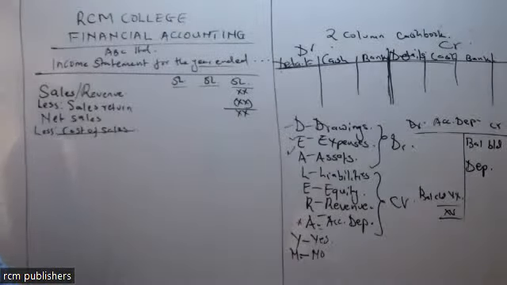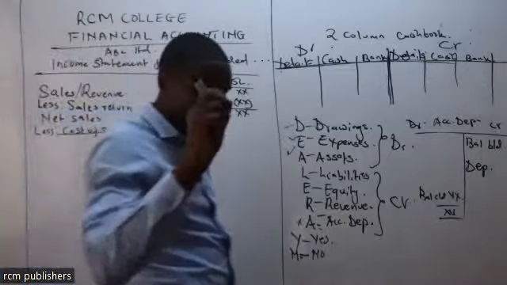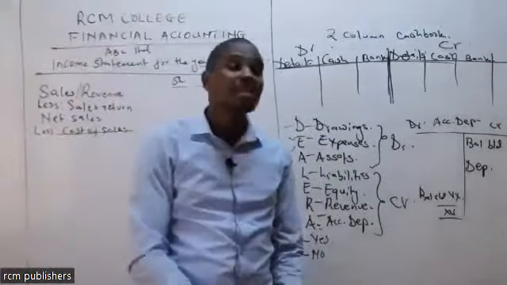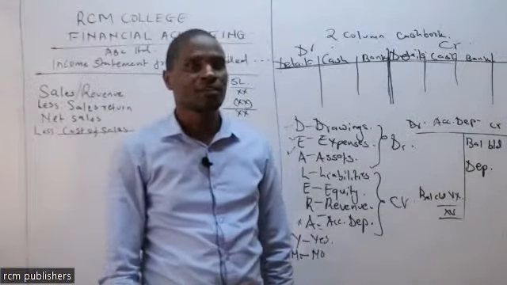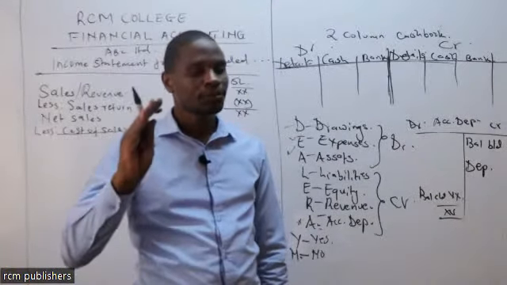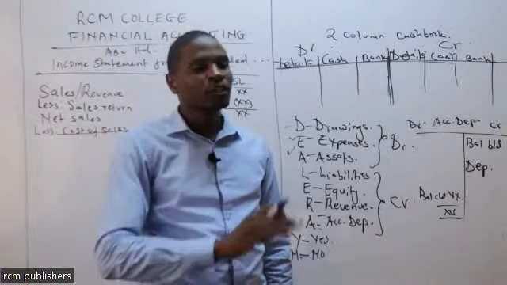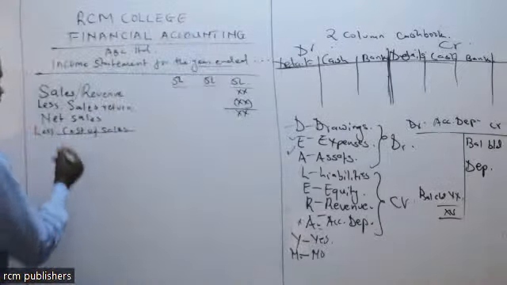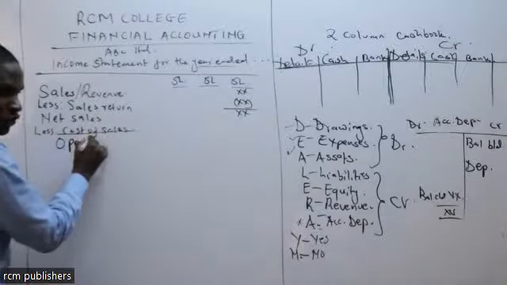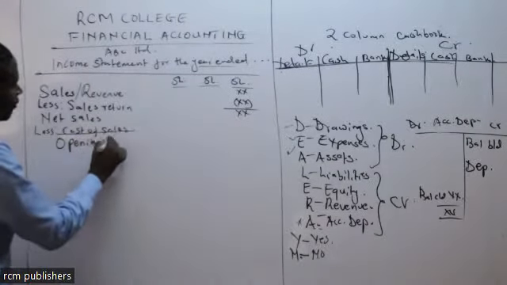A bright student said transportation. Thank you. Whatever is being said is right, but there's a name that we shall give that: carriage. So we go systematically. We start with the opening inventory. Opening inventory.